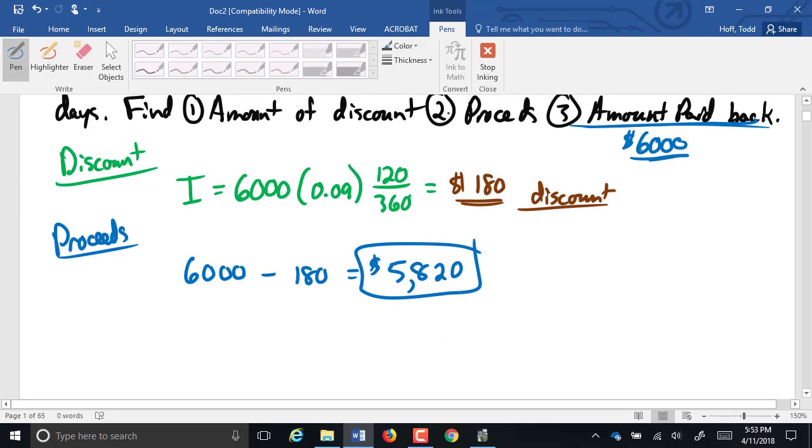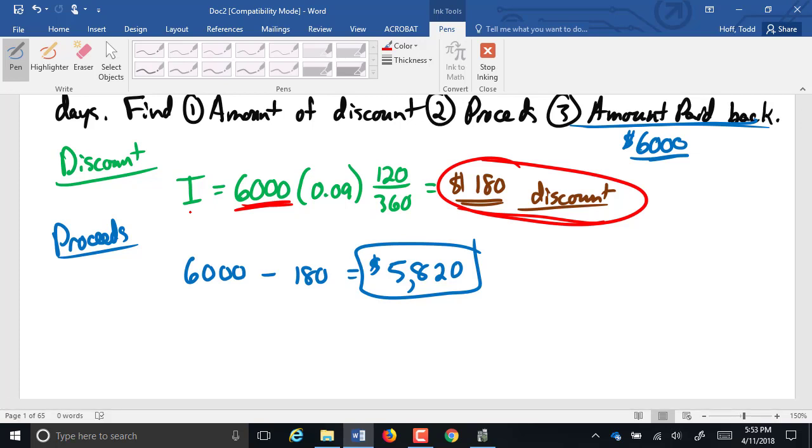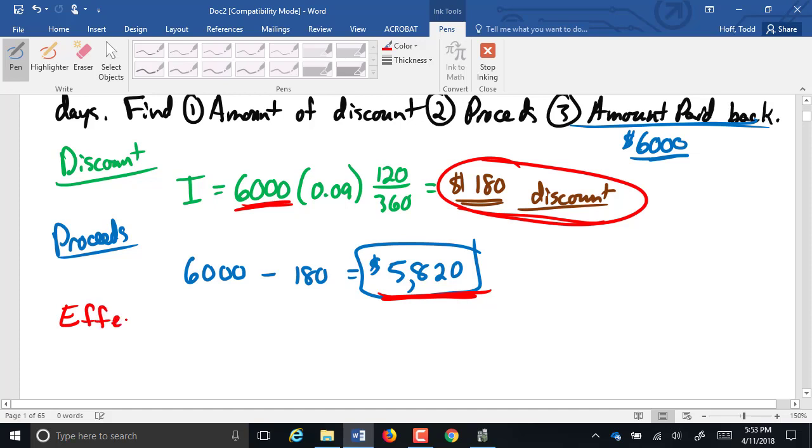One thing you will notice, however, they calculate the interest of $180 off of that full face value of $6,000. Do you get the full $6,000? No, you only get the proceeds, $5,820. So effectively, you're paying a much higher interest rate. So we have to figure out something called an effective rate.